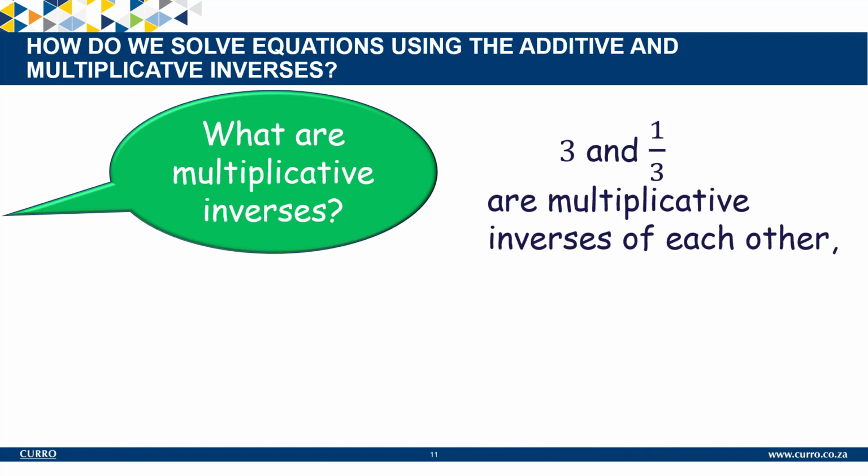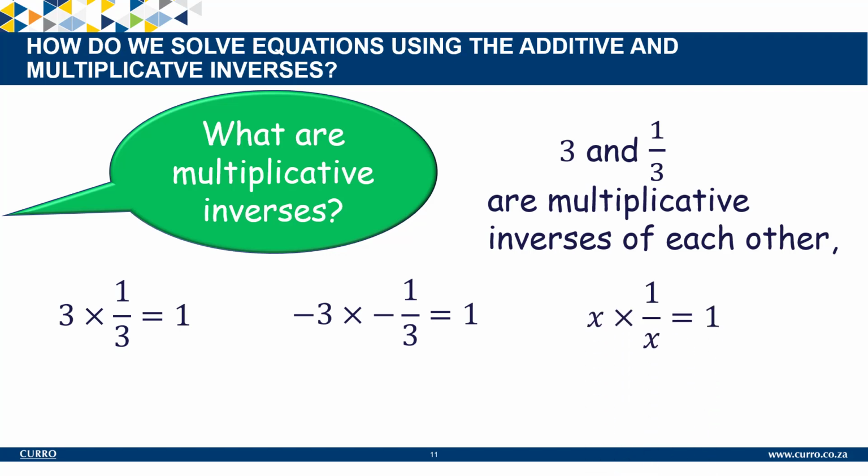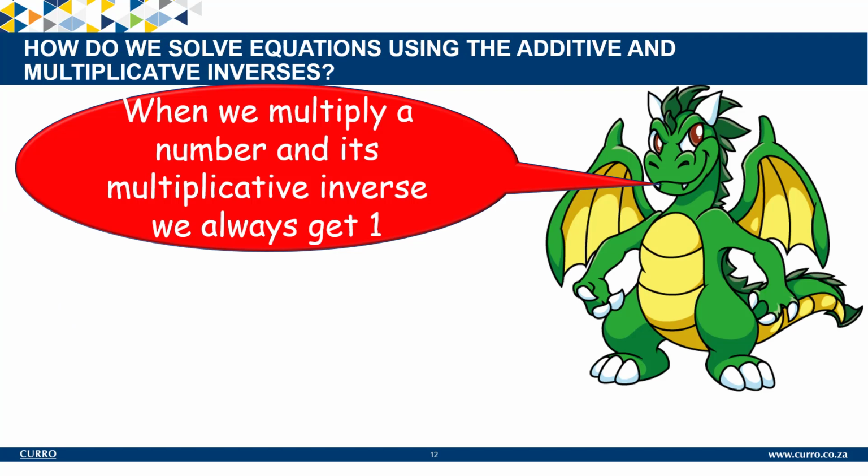What are multiplicative inverses? So 3 and a third are multiplicative inverses of each other, which means 3 times a third is 1. Therefore, negative 3 times a negative third is also 1. Note the signs stay the same, but it's only the numerator and the denominator that swap. So therefore, x times 1 over x is 1. And negative 2 thirds times negative 3 halves will be 1. So when we multiply a number and its multiplicative inverse, we always get 1.